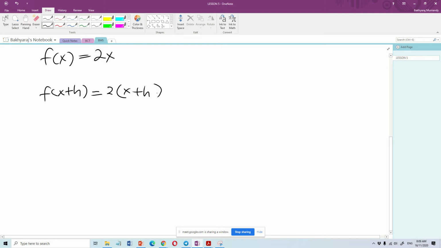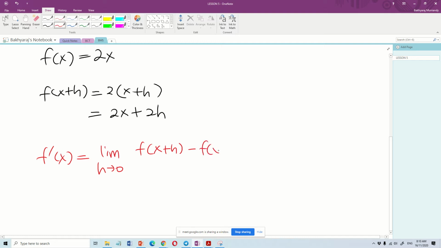Saya akan dapat ni lah, x plus h. Okay, next, when you expand, kalau kita expand, kita akan dapat 2x plus 2h. Once we get this, then we go for the formula. What is the formula? f prime x equal limit h approaches 0 for function f x plus h minus f x divided by h. So ini formula dia. Once I know the formula, then I can straight away go into the substitution.